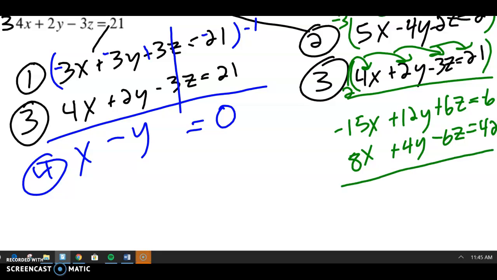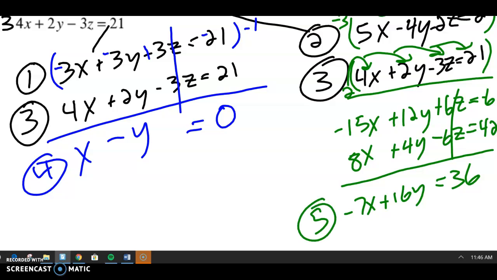Okay, so now I'm going to combine these two equations. I get -7x plus 16y. The z's go goodbye, and we equal 36. So I have x minus y is 0, but I have, for my fifth equation, -7x plus 16y is 36.